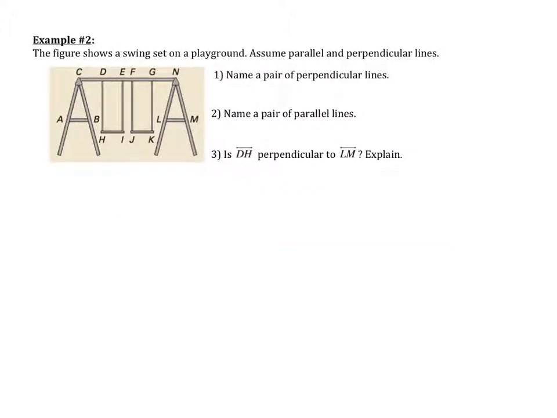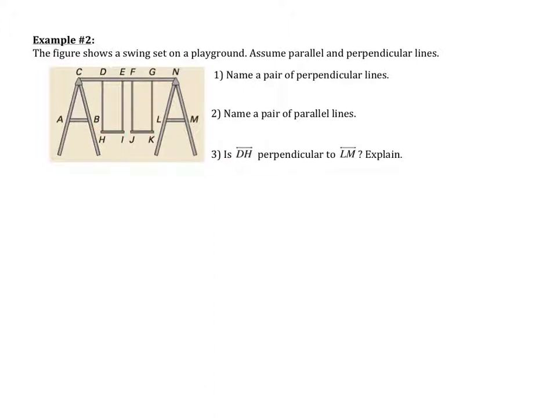Example 2, the figure shows a swing set on the playground. Assume parallel and perpendicular lines. Number 1, name a pair of perpendicular lines. So looking at the swing set, I see a bunch of them in here. I see that this here is perpendicular with the line down here. This line is perpendicular to the same line.